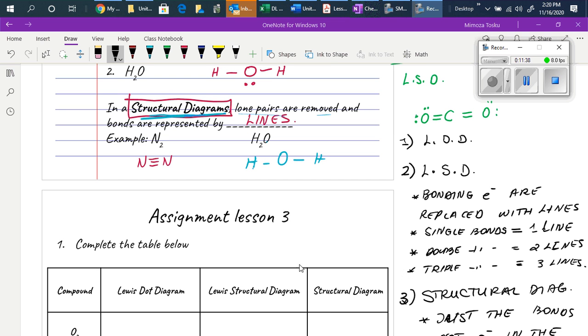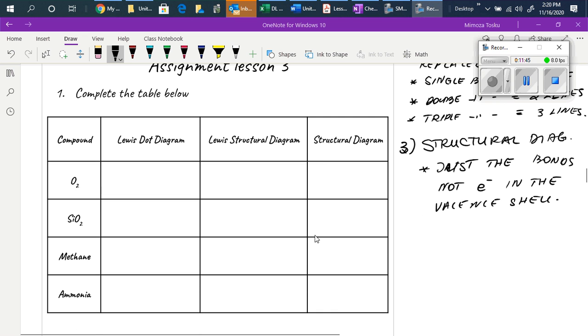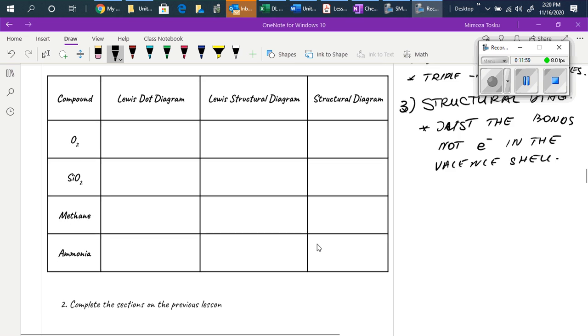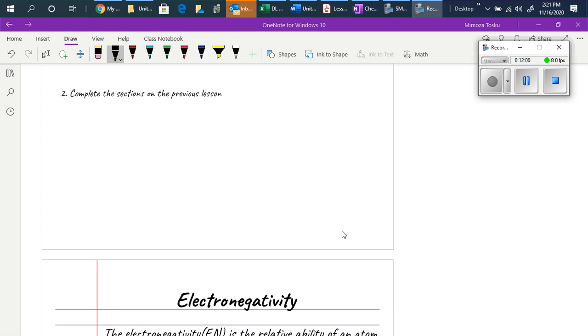Okay, now you can work on the assignment of lesson 3, where you are representing the Lewis dot diagram, where you will show the electrons in the outer shell, and the structural diagram, where you will show just the bonds, not the electrons in the outer shell. Also, I did the session on the previous lesson on those assignments of those columns, so that we were talking about. Okay.